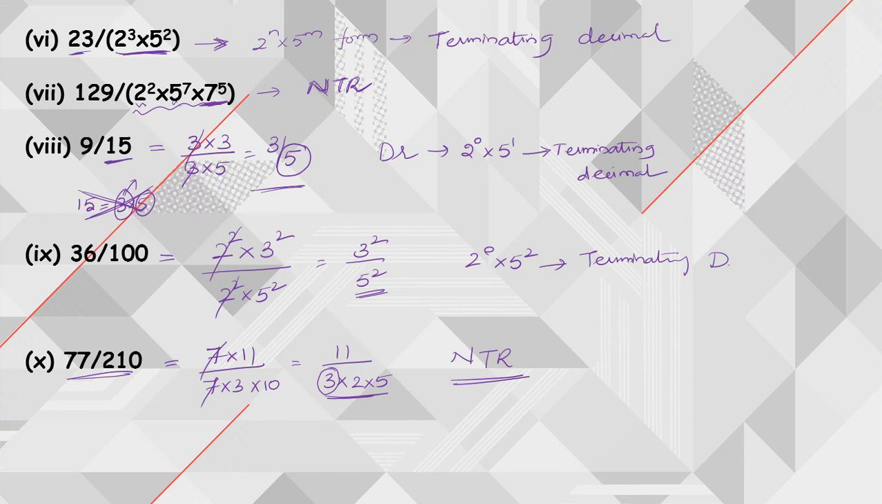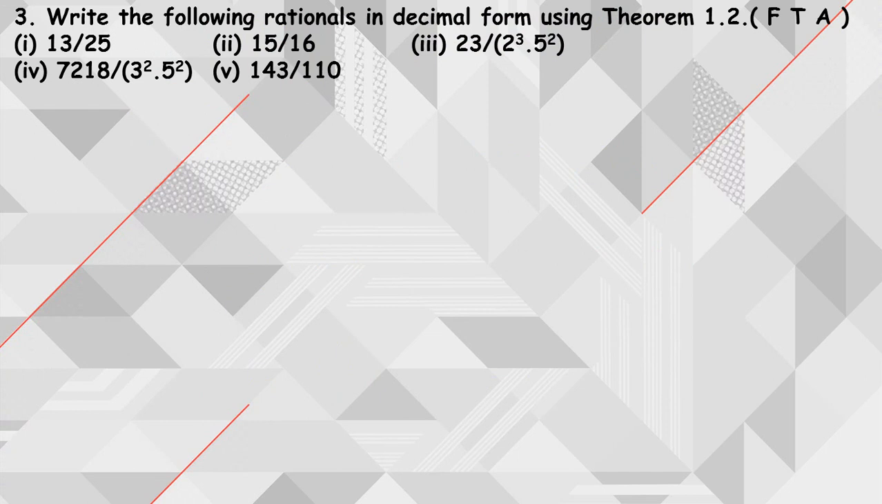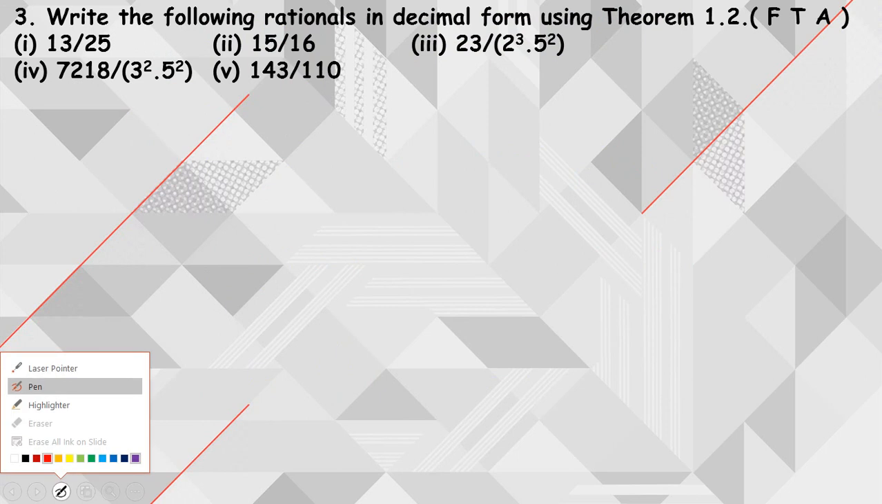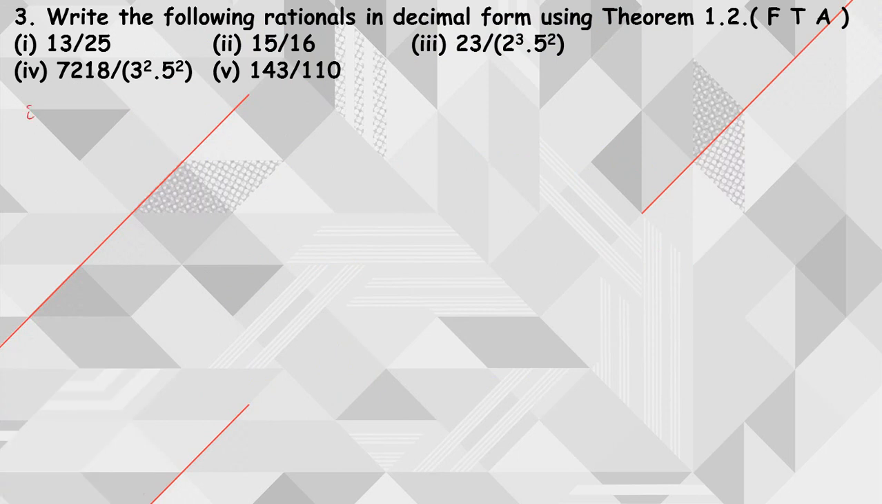Right? Next, moving on to question number 3. Write the following rationals in decimal form using 1.2. That is theorem number 1.2, the fundamental theorem of arithmetic. So these are the things which we should follow, right? We need to convert these rationals into decimal form. So for that, what can I do? Question number 1, 13 by 25.